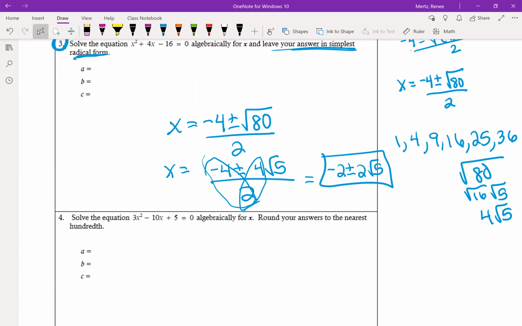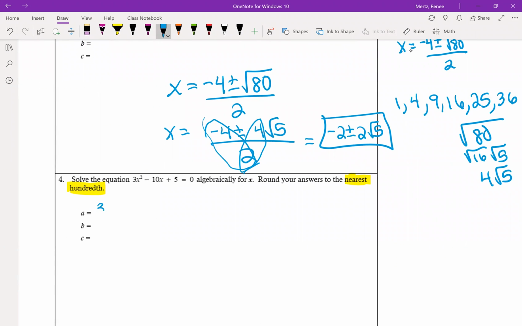All right, last one. This time it wants us to round to the nearest hundredth. So how many decimal places is hundredth? Good, 2 decimal places. Our coefficients are 3, -10, and 5. We're setting up the quadratic formula.